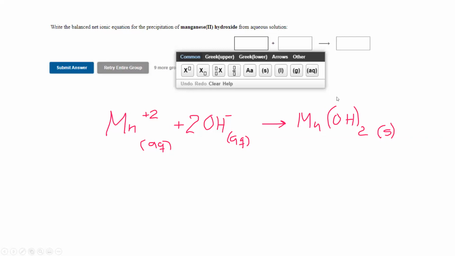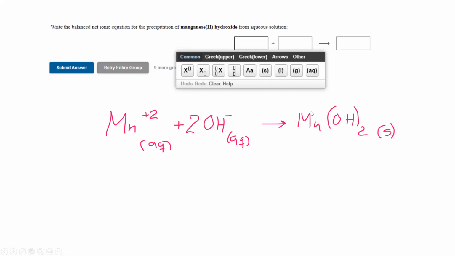Then the final product will be manganese 2 hydroxide. That is a solid. As they say, that is a precipitation reaction. The final product will be a solid. Look, it is important that you write the subscripts using this symbol. And also the solid is supposed to be as a subscript. Then you have this symbol, you press this, and you have the solid.